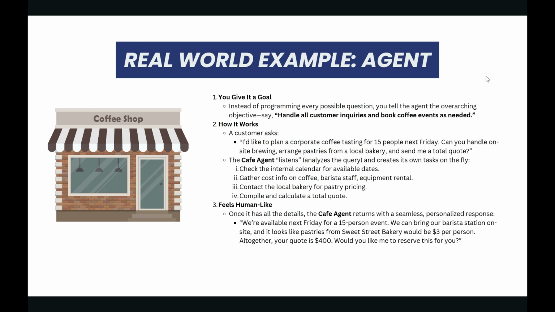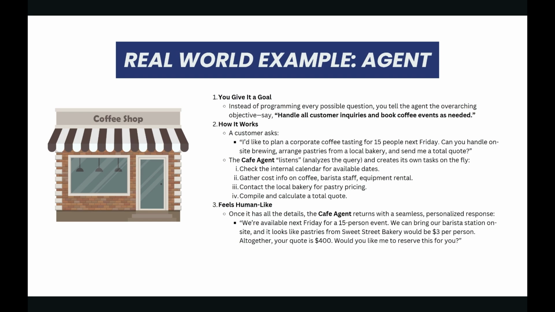So now let's look at how an agent would operate in a similar circumstance. So with agents, we start by giving it a goal. Instead of programming every possible question, you give the agent an overarching objective, such as handle all customer inquiries and book coffee events as needed. So how this would work is a customer might ask the chatbot, "I'd like to plan a corporate coffee tasting for 15 people next Friday. Can you handle on-site brewing, arrange pastries from a local bakery, and send me a total quote?"